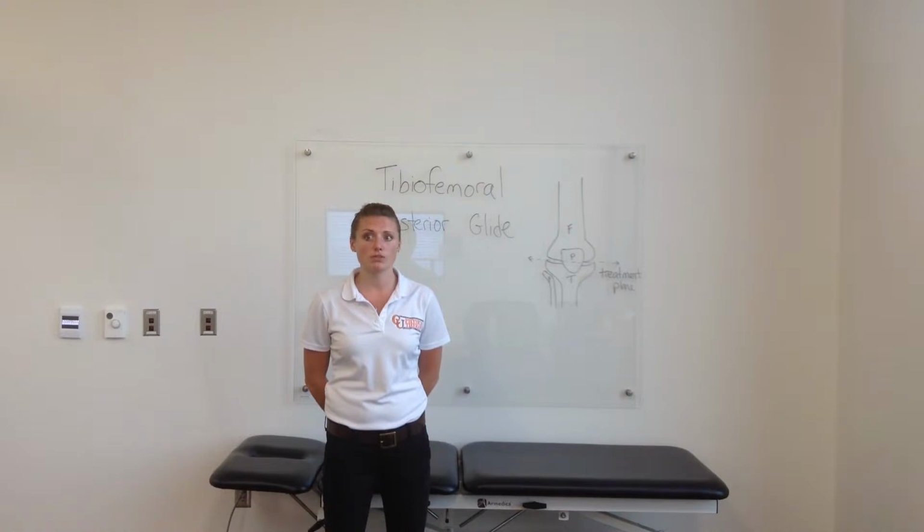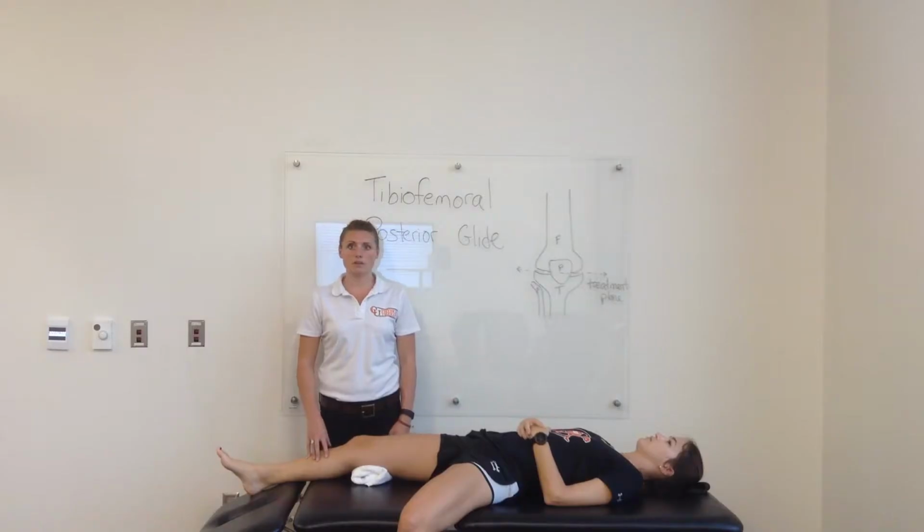The tibiofemoral posterior glide is indicated for patients with restrictions in knee flexion. So you're going to start the patient in a supine position with the knee in an open pack position, which is the position in which you have the greatest degree of mobility between the articular surfaces. So for the knee, this is 25 degrees of flexion.